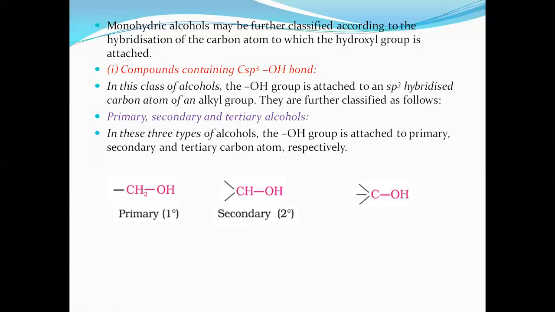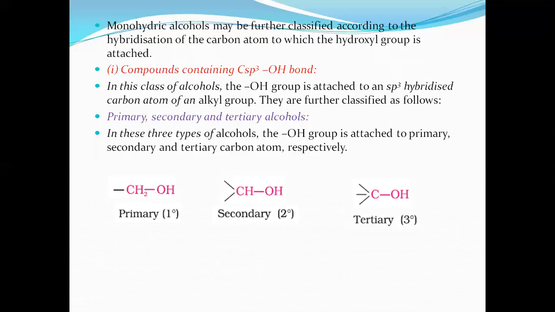Now the tertiary. Similarly, the OH group is attached to an sp3 hybrid carbon atom as well, and that carbon atom must be a tertiary carbon atom. Condition same. The central carbon atom must be attached with three other carbon atoms. Then that carbon atom is called tertiary. If the OH group is attached to a tertiary carbon atom, then that alcohol is called a tertiary alcohol.